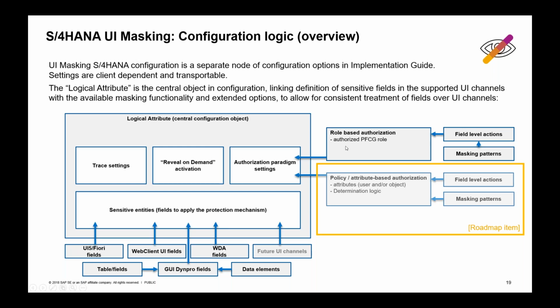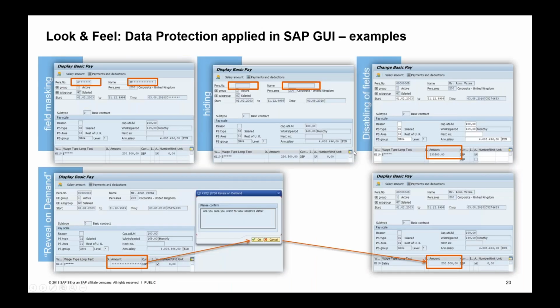Now that said, how does the new masking look and feel? Basically, we are still capable of masking fields completely or partially. Here it's all the same patterns where we say we show the first character, but the other characters are not shown. We're capable of emptying the field. So the personal number here is the key field. Well, I can take this out.